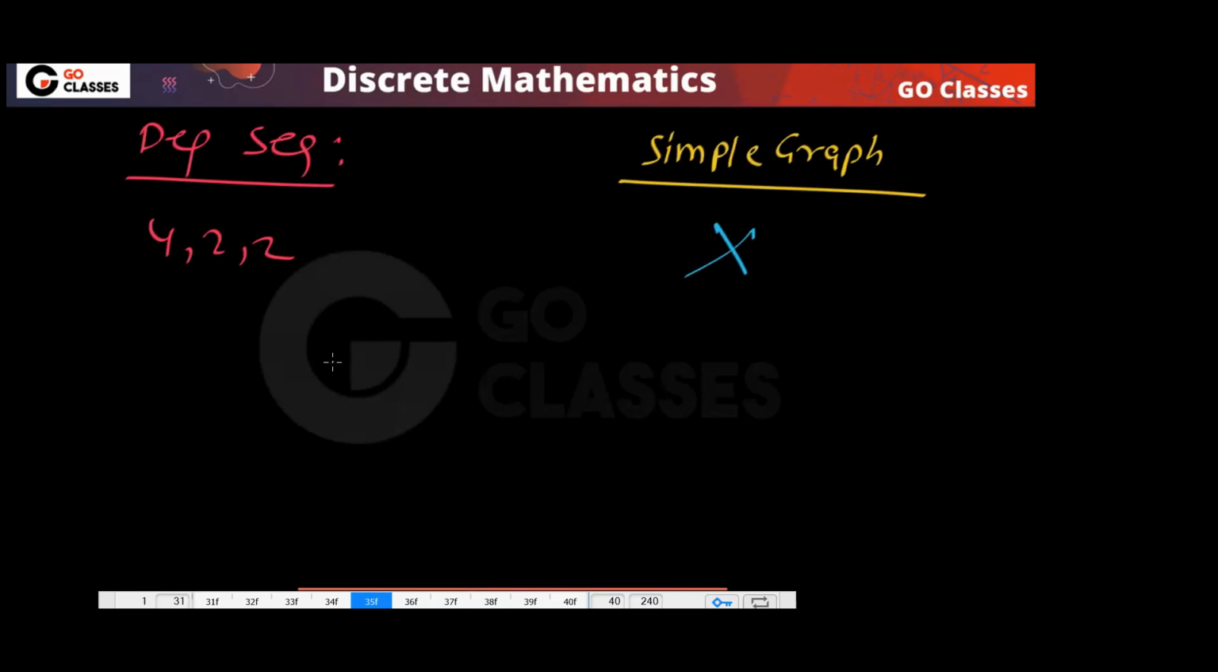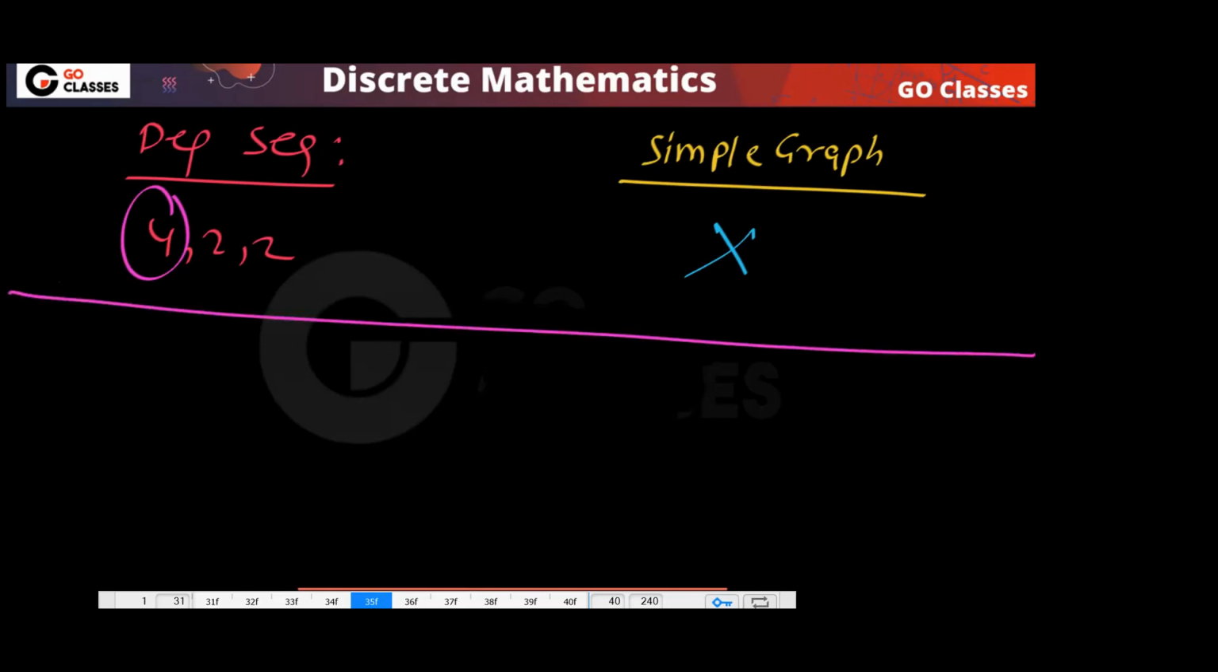Clearly, for this degree sequence, you need 3 vertices in total. And you can notice one vertex has degree 2. But this degree 4 we cannot create. So simply, a simple graph does not exist. For this degree sequence, we cannot create a simple graph.